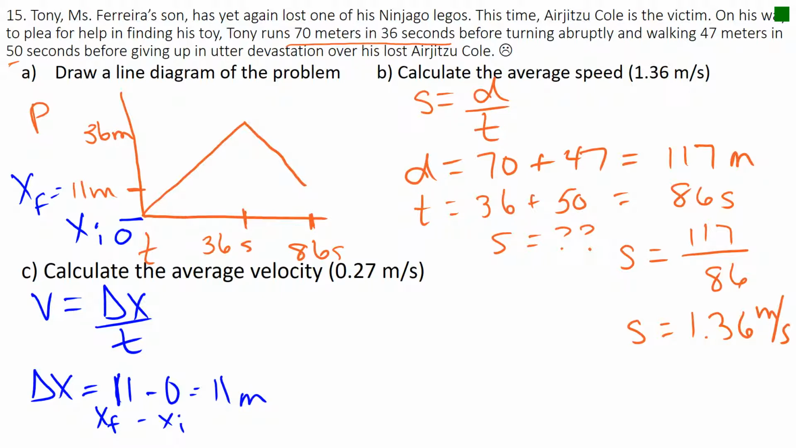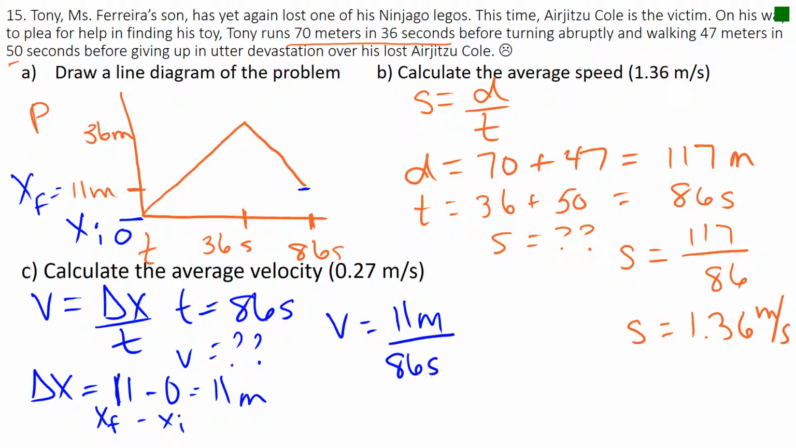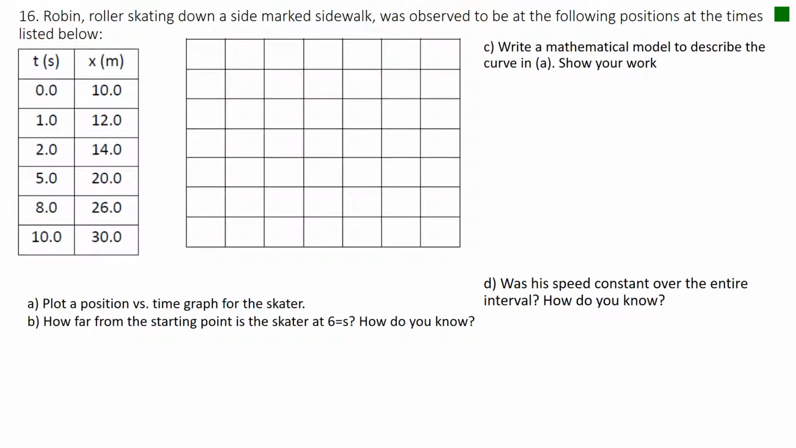All right, and then the time is still 86 seconds to get to the 11 meter mark. And we're looking for velocity. So velocity is equal to 11 meters divided by 86 seconds, which gives us an average velocity of 0.27 meters per second. And there we go. Okay, so now onto the position versus time graph.